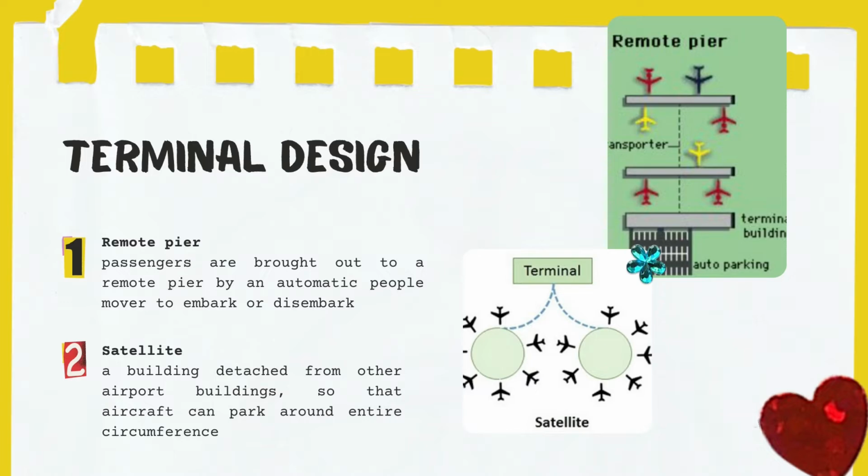6. Satellite. A satellite terminal is a building detached from other airport buildings, so that aircraft can park around its entire circumference. The first airport to use a satellite terminal was London Gatwick Airport. It used an underground pedestrian tunnel to connect the satellite to the main terminal.